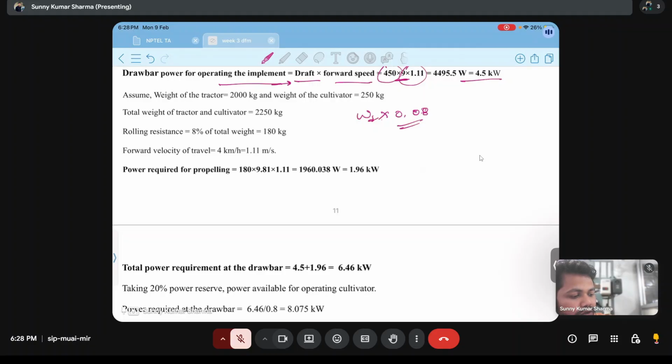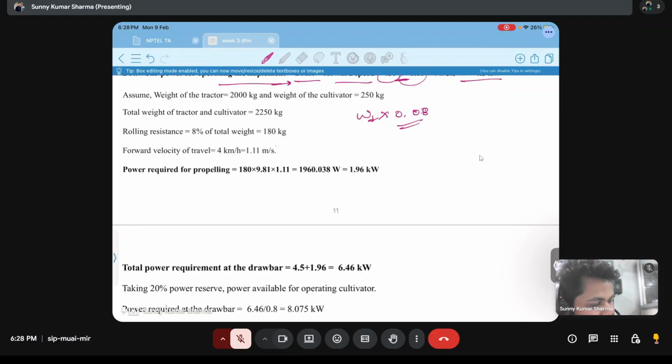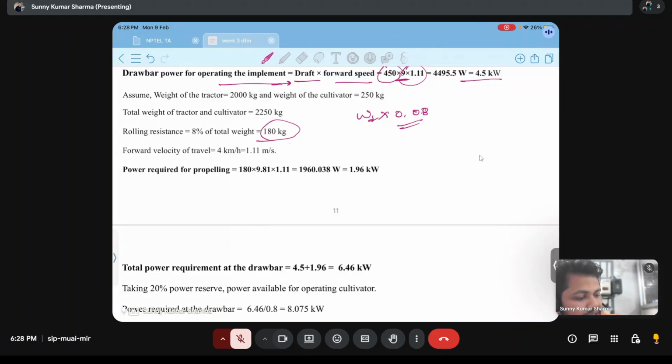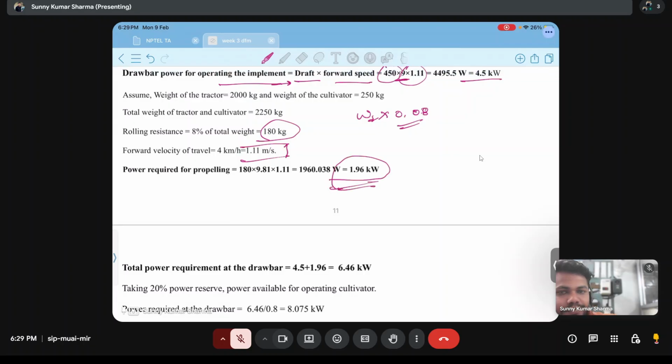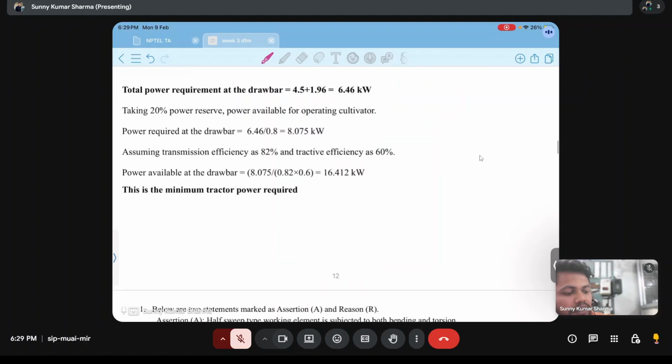So 8% of the total weight, when we calculate, we will get the value as 180 kg. This is also moving at the speed of 1.1 meter per second. So power required for propelling will be 1.96 kilowatt. Total power requirement at the drawbar will be 4.5 plus 1.96, that is 6.46 kilowatt.